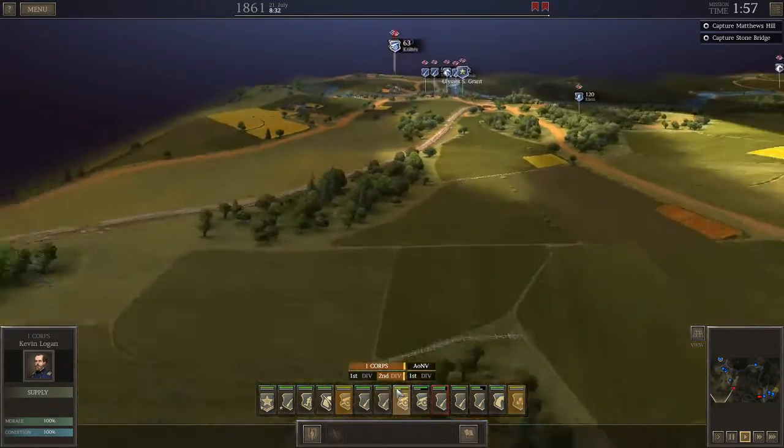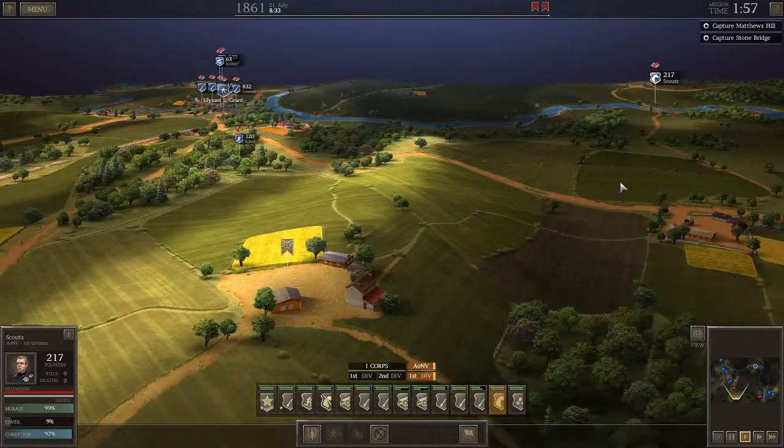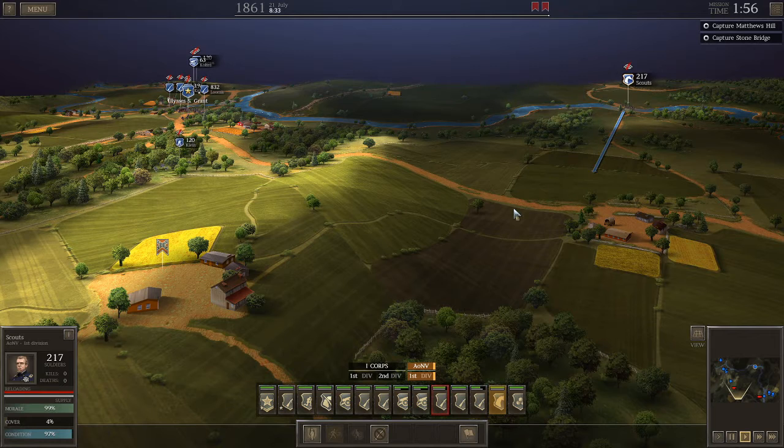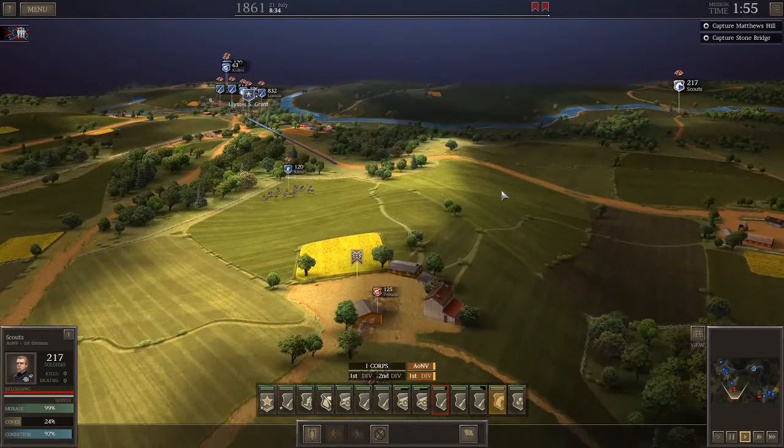Okay, they're sending many more guys. And it looks like we found a place. Barto's men are ready to defend the hill.